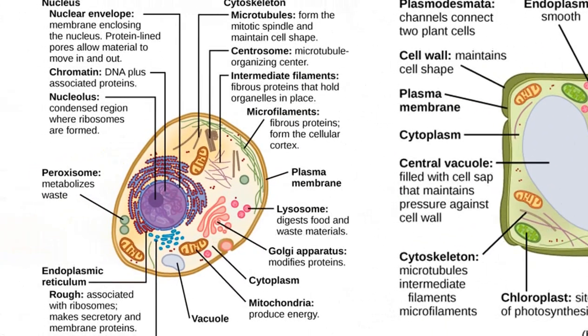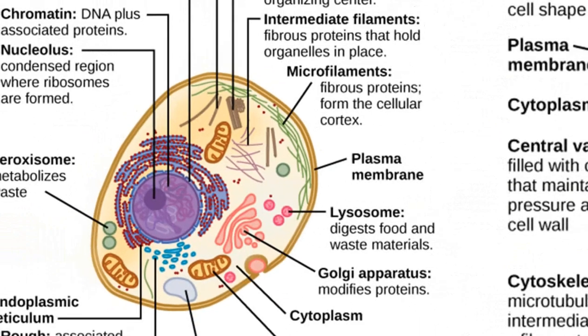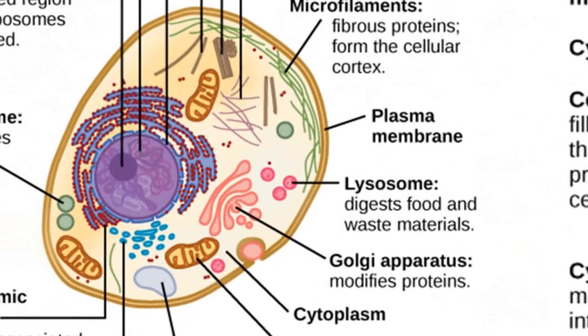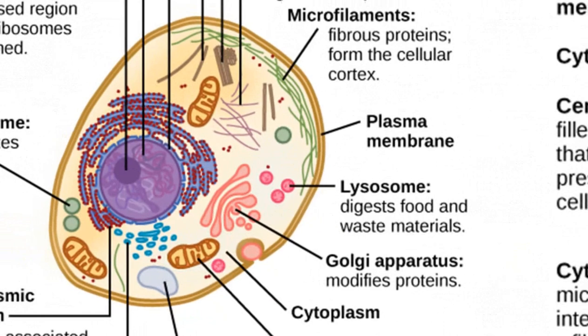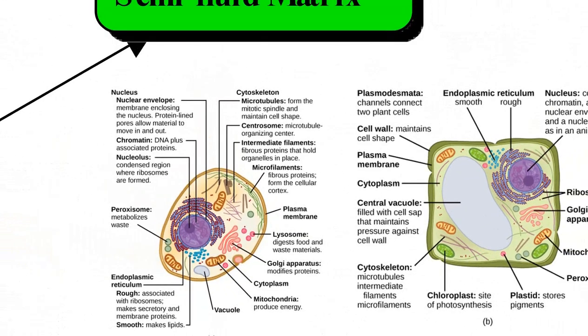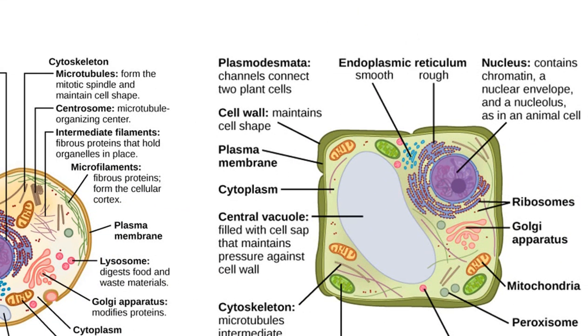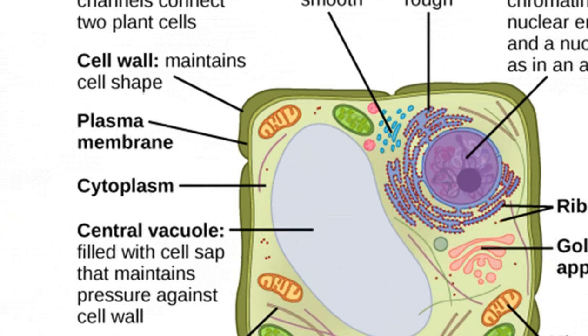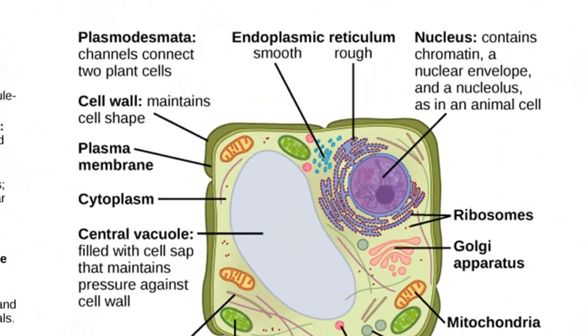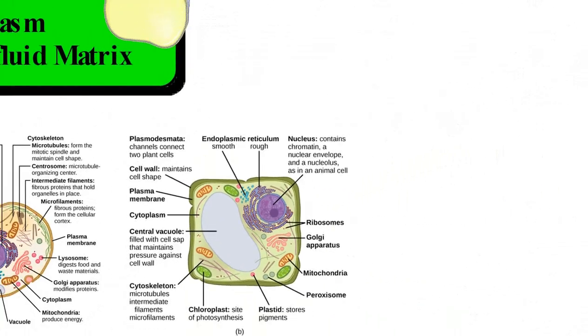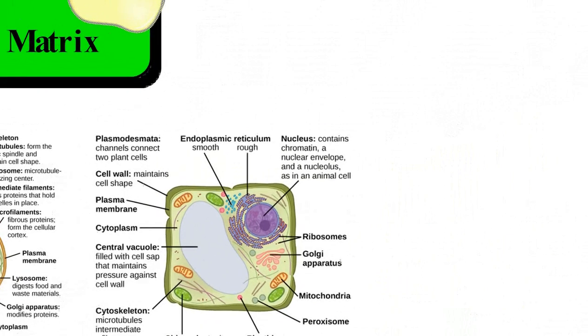the presence of the true nucleus and the presence of membrane-bound organelles in the case of eukaryotic organisms, both in the plant cell as well as in the animal cell. Yeah, true nucleus we can see here.